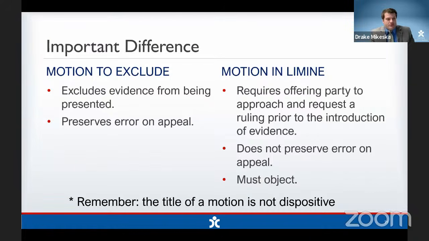So there are some key differences between the two, and I've kind of alluded to these already. But a motion to exclude keeps evidence out, and it preserves the issue on appeal, versus a motion in limine, which requires you to actually approach the bench and get a ruling on it before you can actually introduce it. It doesn't preserve error on appeal. So for a motion in limine, if evidence is introduced, you have to object. You have to state the reason for your objection. You have to get the court to rule on the issue in order to preserve it for appeal, just like you would any other evidence that you're trying to keep from becoming part of the record. So Renee, if we go to the next slide.